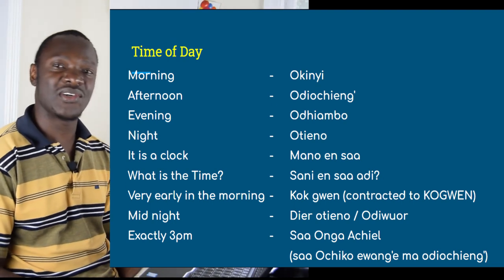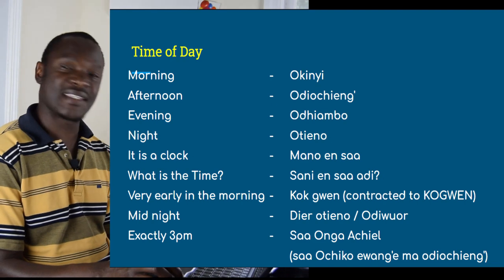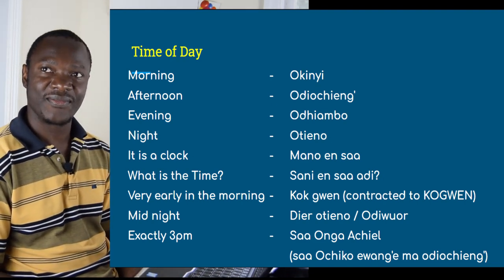Midnight, dierotieno or odiwuor. 3 p.m. is sa onga achiel. Then let's talk about compass directions.